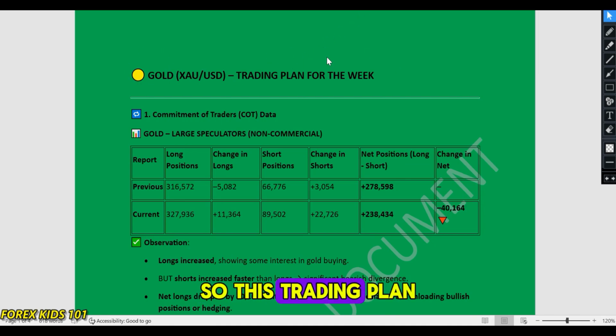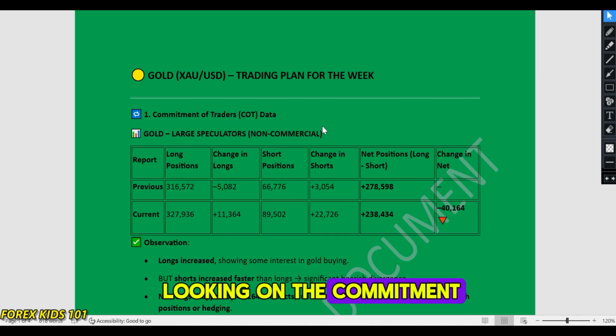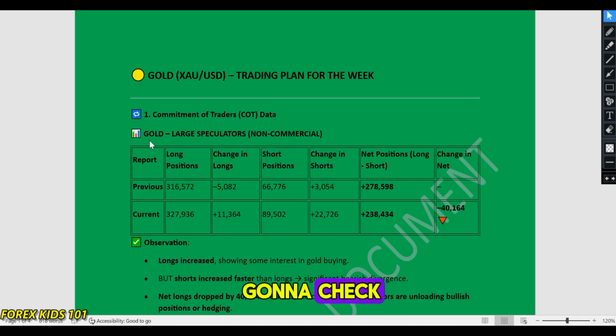So this trading plan that you see here is gonna be the gold trading plan for the week. On my first point, I'm only gonna be looking at the Commitment of Traders, which means I'm gonna check what the large speculators are doing on gold and what the large speculators are doing on the dollar to get my direction on the market.